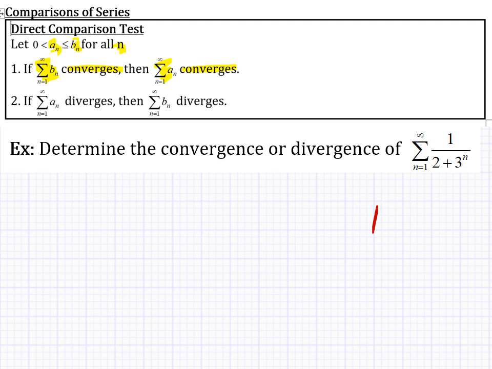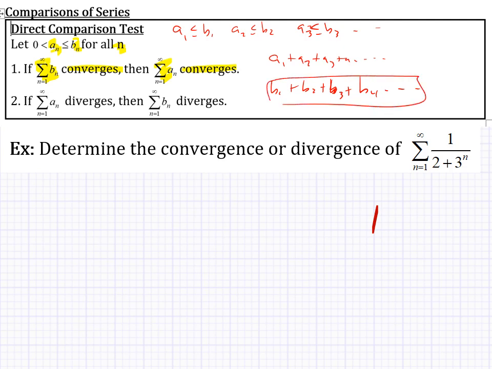Remember, a sub 1 is less than or equal to b sub 1. A sub 2 is less than or equal to b sub 2. A sub 3 is less than or equal to b sub 3, etc. So if I add a1 plus a2 plus a3 plus a4, and I add b1 plus b2 plus b3 plus b4, etc. If I look at these two series, since each one of these is consecutively bigger than each one of these, then this sum should be bigger than this sum.